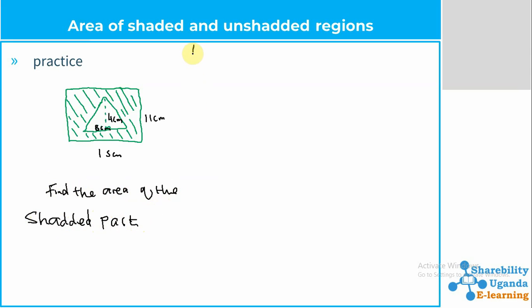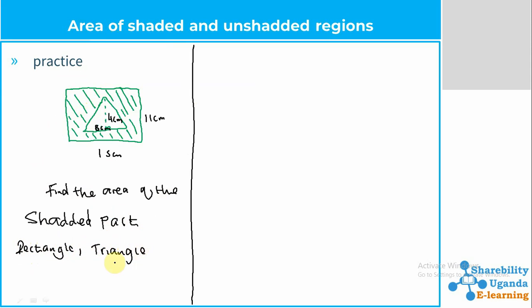Okay, so that is a sample question concerning the area of the shaded part and the unshaded part. Now when they give you a question like this, first of all you have to identify the different shapes here. We have a rectangle, and we also have a triangle in it. So for us to be able to solve this number, we shall look at the different figures.